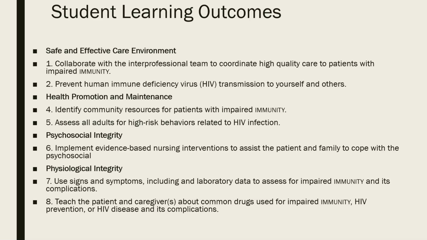We're going to look at health promotion maintenance. We're going to look at community resources, assessing all adults who are at high risk for HIV. We're going to be looking at nursing interventions to assist both the patient and family to cope with an HIV diagnosis. We'll be looking at signs and symptoms and laboratory values to assess for impaired immunity. And we'll be teaching both the patient and caregiver about some of the common drugs used with HIV disease.